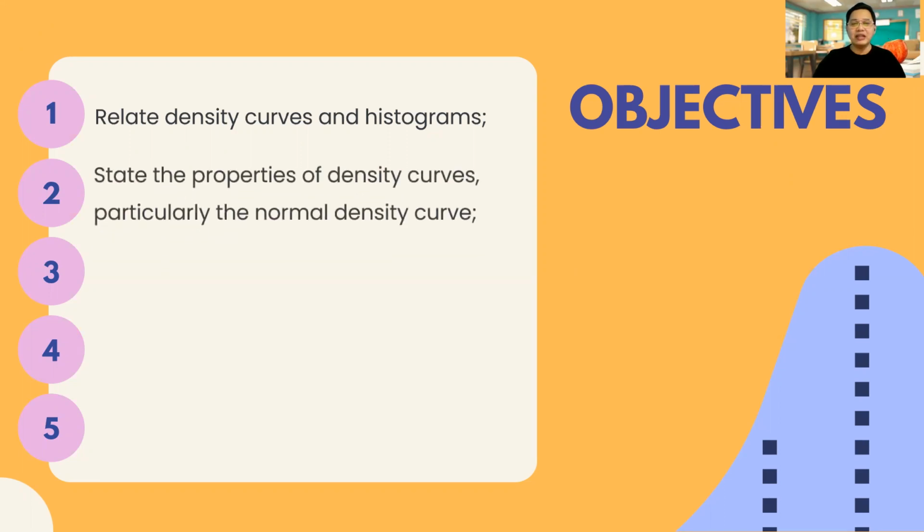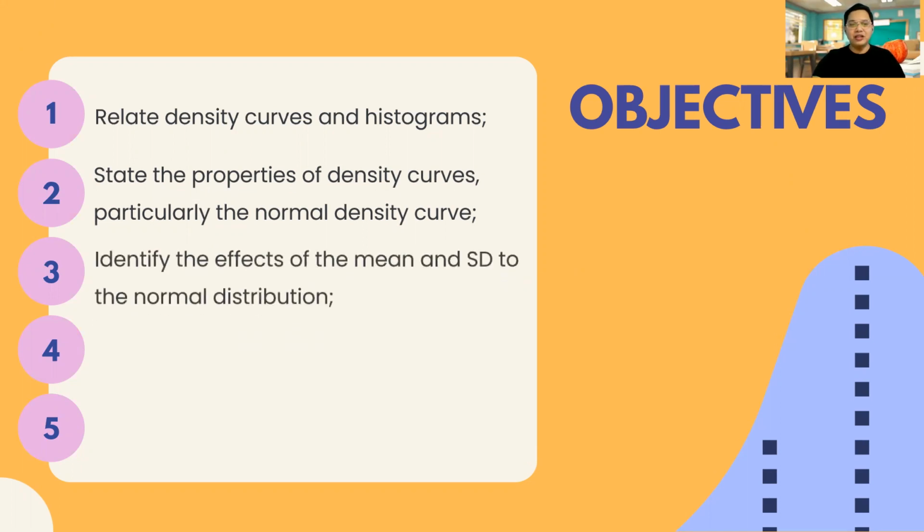Second is we will also state the different properties of density curves, particularly the normal density curve. So we should also be able to know when we say that a density curve is considered to be normal. Third is we should be able to identify the effects of the mean and the standard deviation to the normal distribution. Number four, we should be able to state and apply what we call the empirical rule.